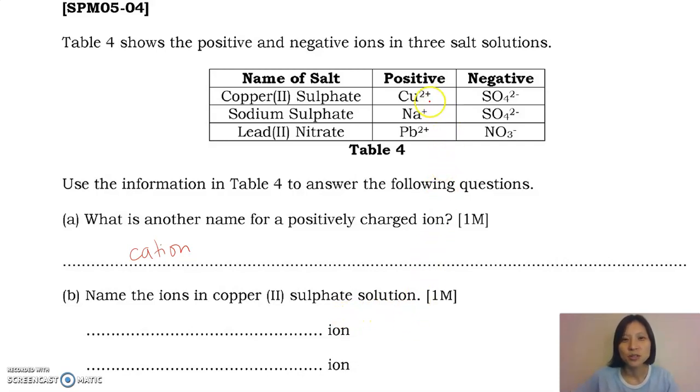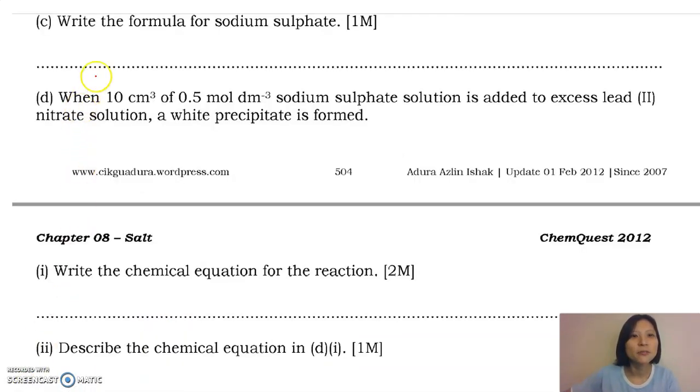Okay, name the ions in copper 2 sulfate solution. So you want to name this ion. So this is copper 2 ion. Okay, the name itself will tell you. And this is sulfate ion. Okay, actually it's like free mark. Sulfate ion.